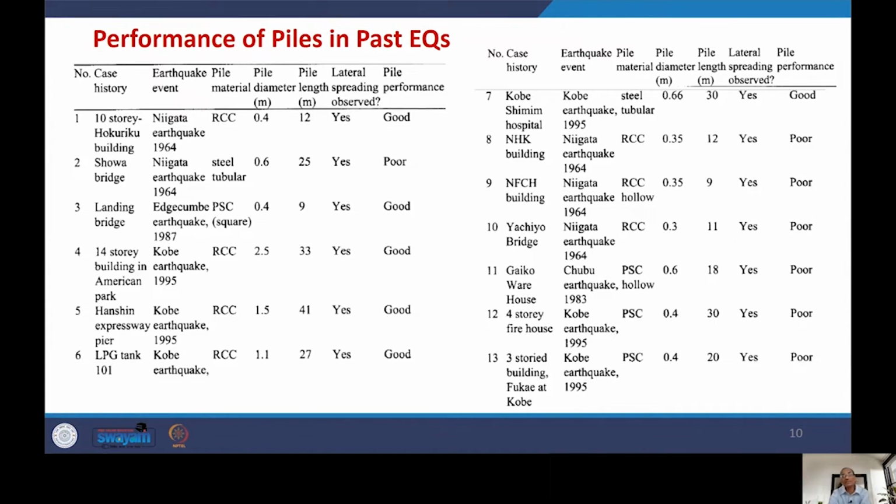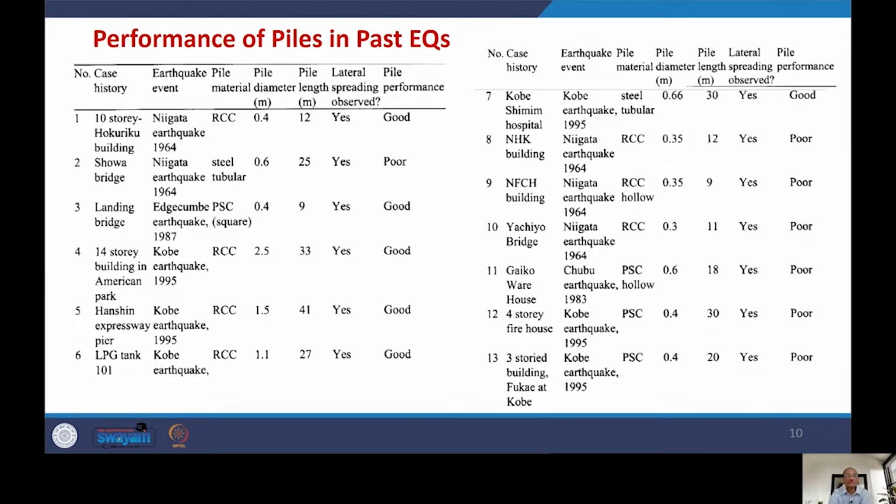In the different examples, what is observed? The diameter of the piles is given, the length of the piles is given, and it is listed whether lateral spreading was observed. You could see that in all the cases, yes, lateral spreading was observed in all 13 cases. That means you have sloping ground, then lateral spreading, and sloping ground can occur particularly near the seashore.